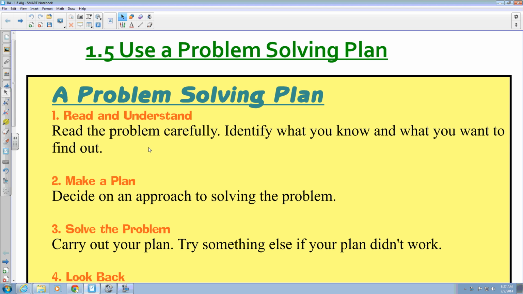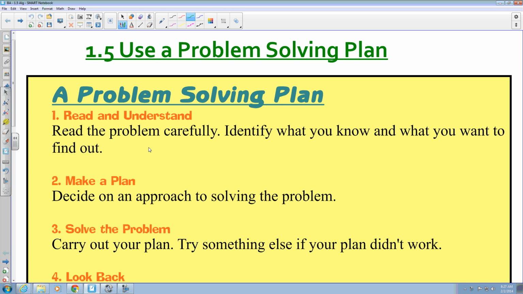All right, we are in section 1.5 where we're going to use the problem solving plan. Problem solving plan is one of the foundations of being able to solve problems in mathematics. Generally, we have to do that when it's the use of word problems.